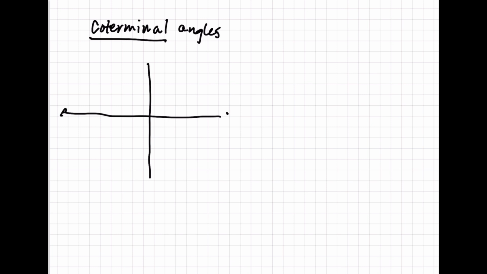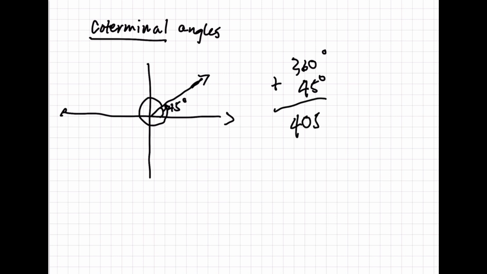let me draw a Cartesian plane. Let's say our angle is 45 degrees. And then we move around another 360. So that becomes 360 degrees plus 45 degrees, or 405 degrees. This means that 45 degrees and 405 degrees are actually coterminal angles.